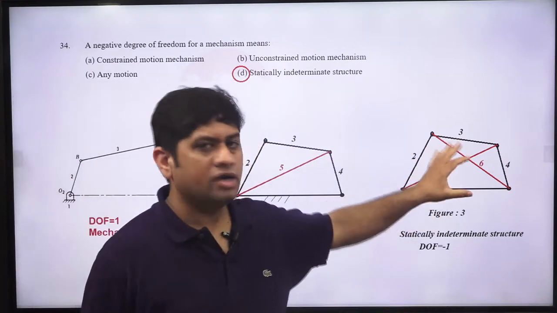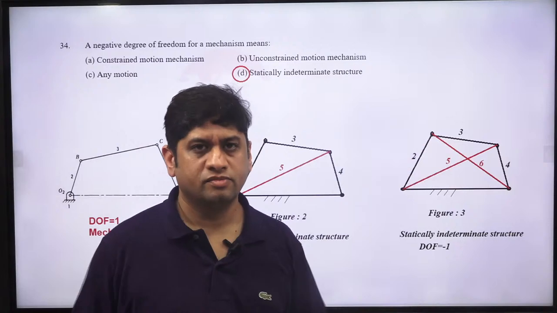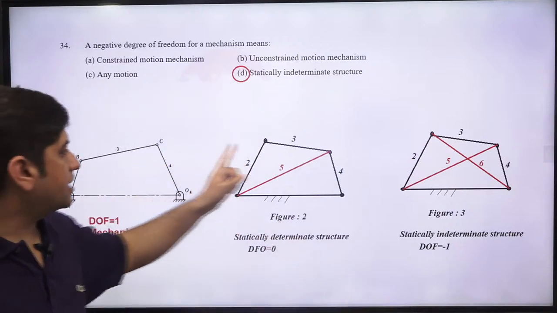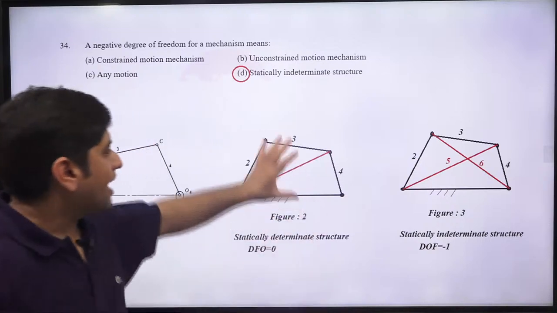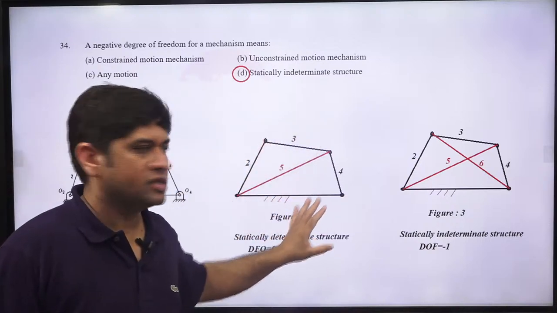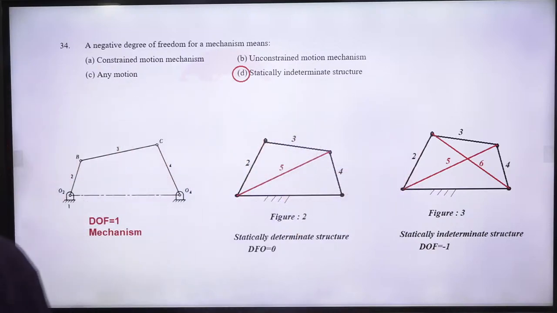That means now it will be very difficult for me to move it. I can move this, I cannot move this. I need to apply even extra force to move it. But I can analyze it statically. I cannot even analyze it statically. That is the meaning of negative degree of freedom of a mechanism.